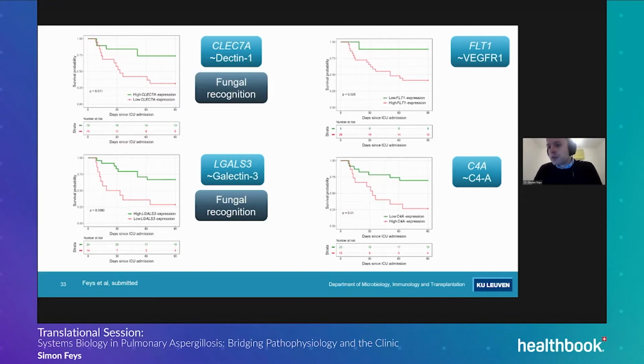And as I've said before, the VEGF receptor is linked to more fibrosis, is linked to worse ARDS in patients. So it also provides us some insight into the pathophysiology and what might go wrong in those patients who eventually die because of their VAPA.